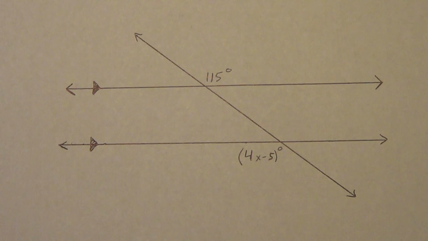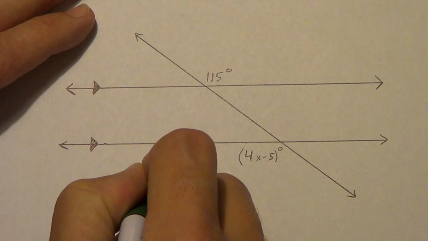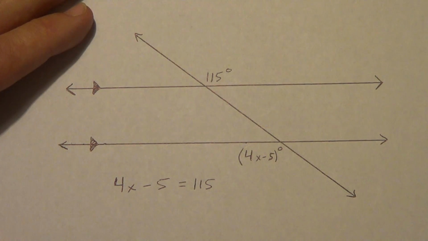So what do we have? We have alternate, opposite sides of the transversal, alternate exterior angles. And since the lines are parallel, we know the alternate exterior angles have to be congruent, which means their measures have to be equal. So our algebra problem looks like this: 4x minus 5 has to equal 115.